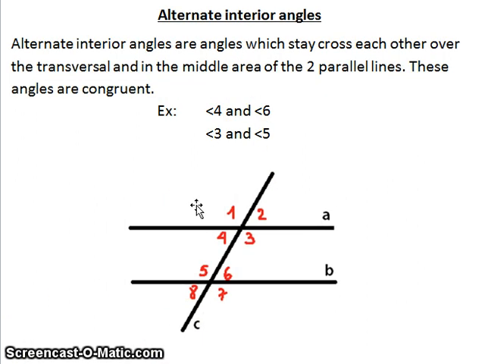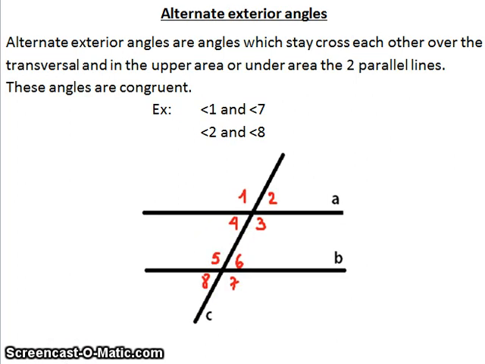The fourth one is alternate interior angles. Alternate interior angles are angles which stay across from each other over the transversal and in the middle area of the two parallel lines. These angles are congruent. Example for angle 4 and angle 6. As you can see, they stay in the middle area of the two parallel lines and also stay across from each other through the transversal. So these two angles are congruent.